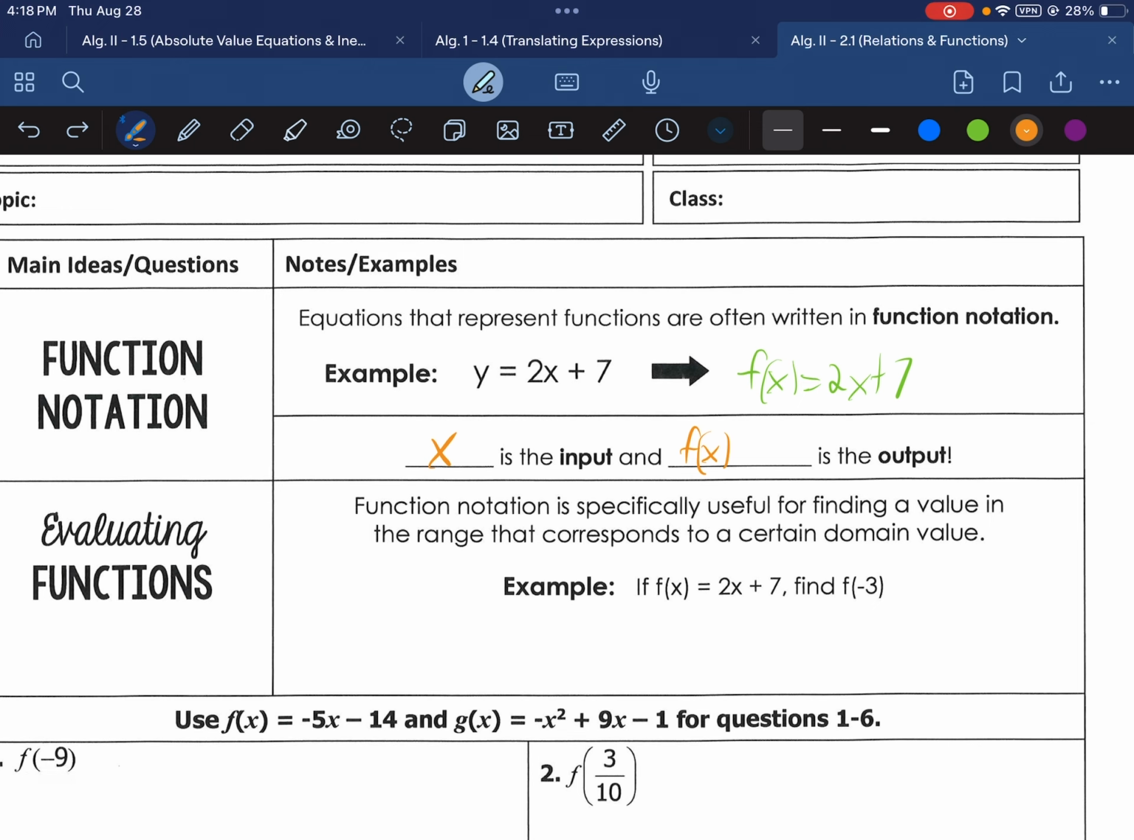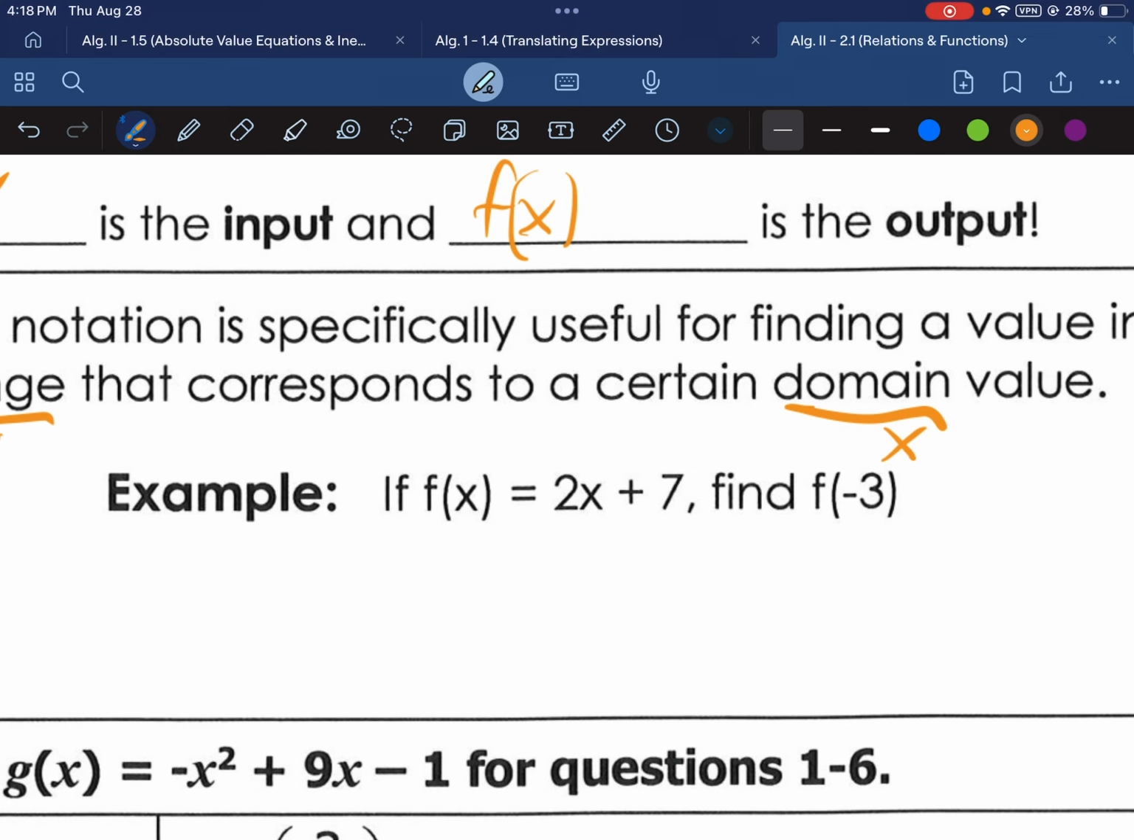Function notation is specifically useful for finding a value in the range that corresponds to a certain domain value, aka finding a y value that corresponds to a certain x value. So if f of x equals 2x plus 7, find f of negative 3. What this is saying is we want to know what comes out of the function, what the y value would be, when x is negative 3, when we plug negative 3 in.